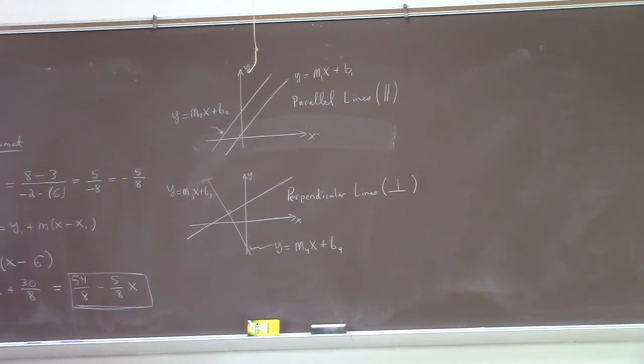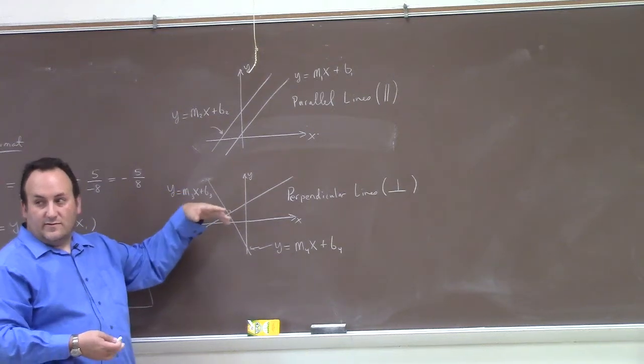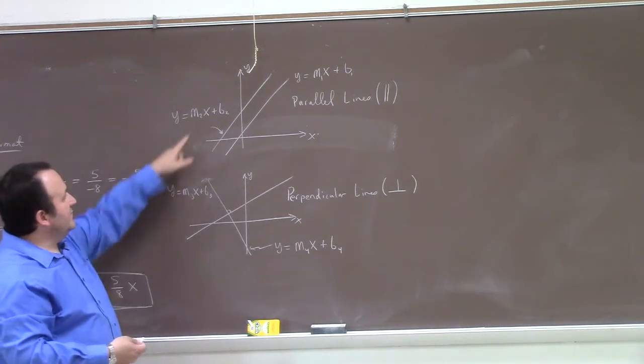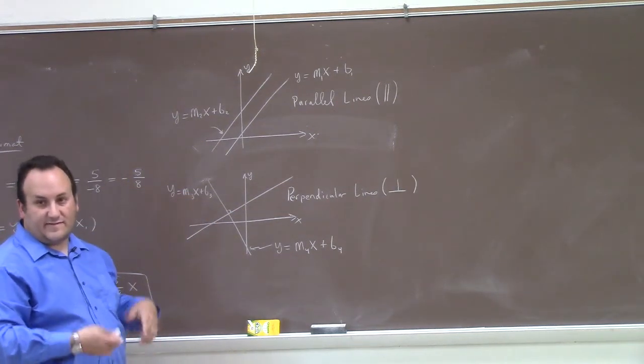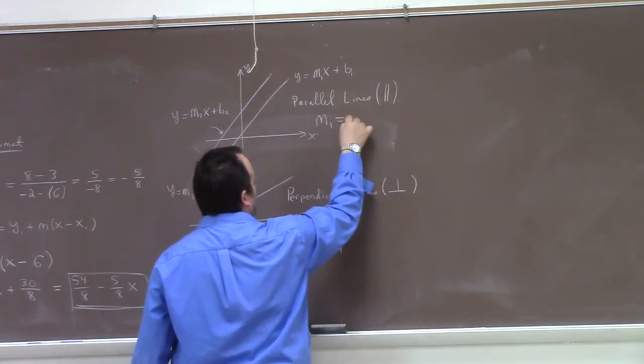Can you tell me, if I tell you m1 is 3, what's m2? What can you say about these two lines? They have the same slope, right? So that means m2 has to be equal to m1. So it's 3, yeah. m1 equals m2.